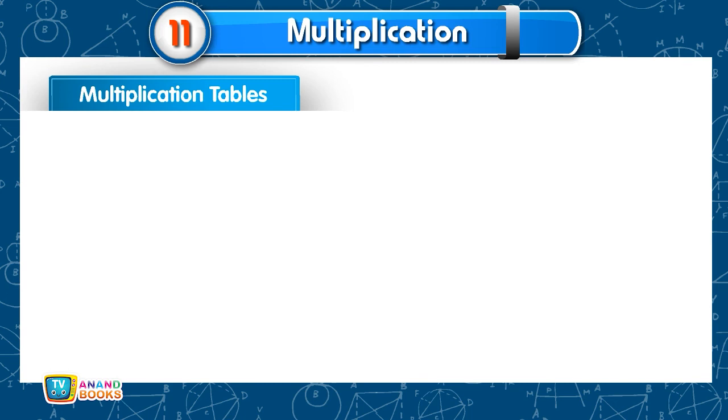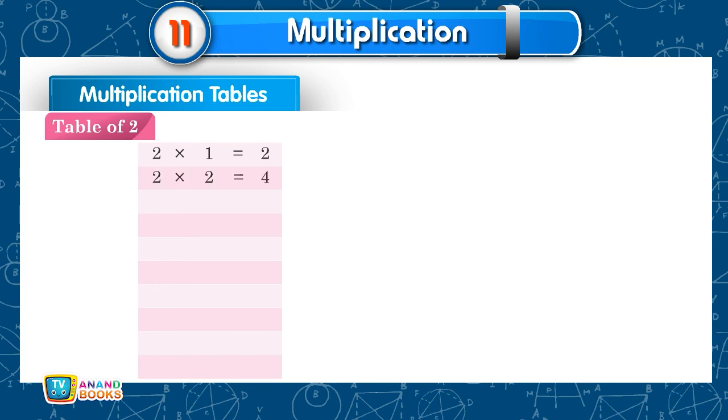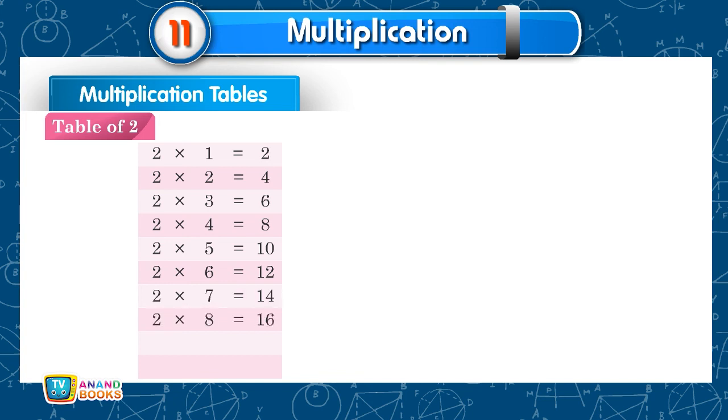Multiplication tables. Table of 2. 2 into 1 is 2. 2 into 2 is 4. 2 into 3 is 6. 2 into 4 is 8. 2 into 5 is 10. 2 into 6 is 12. 2 into 7 is 14. 2 into 8 is 16. 2 into 9 is 18. 2 into 10 is 20.